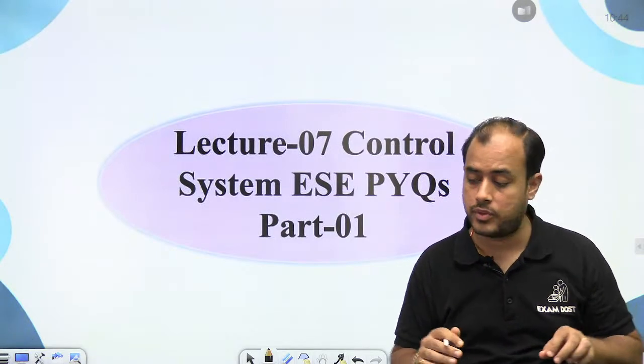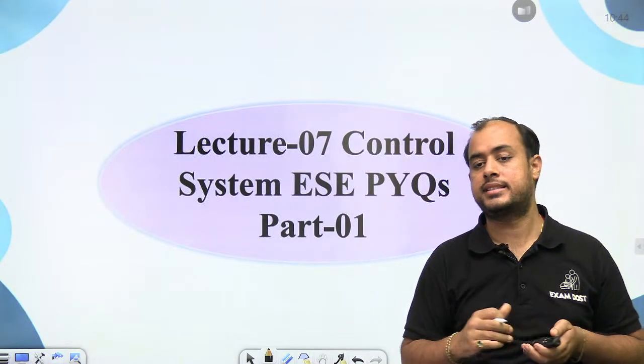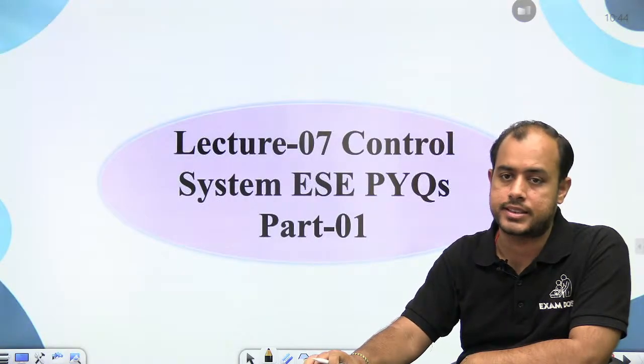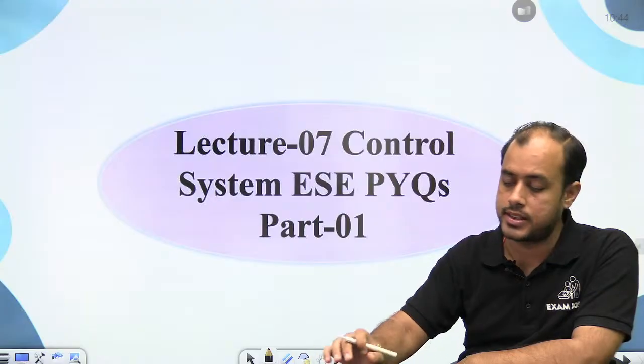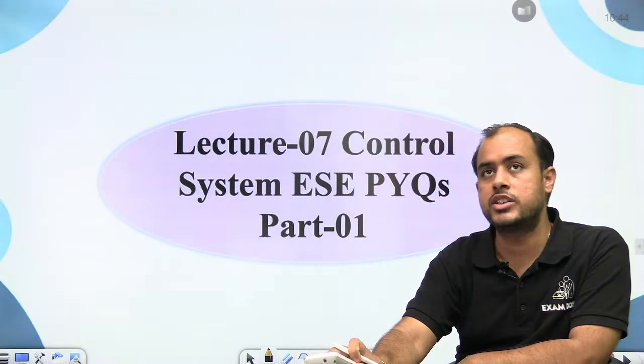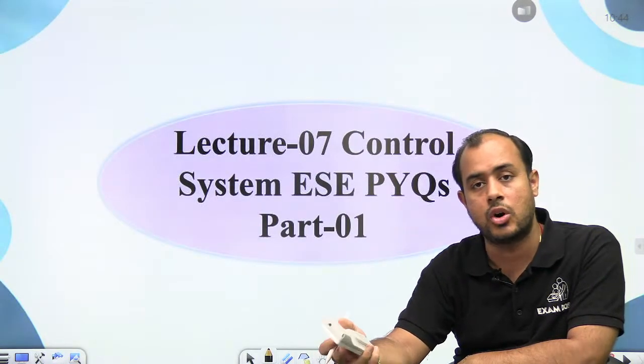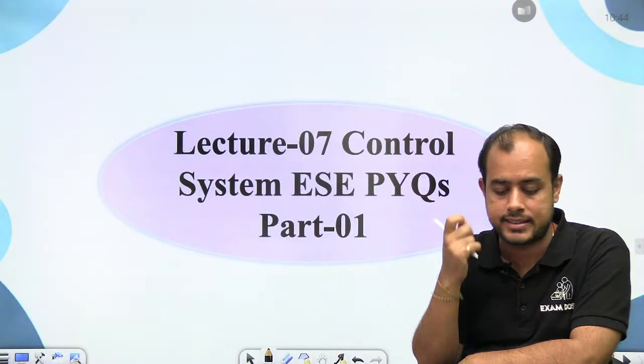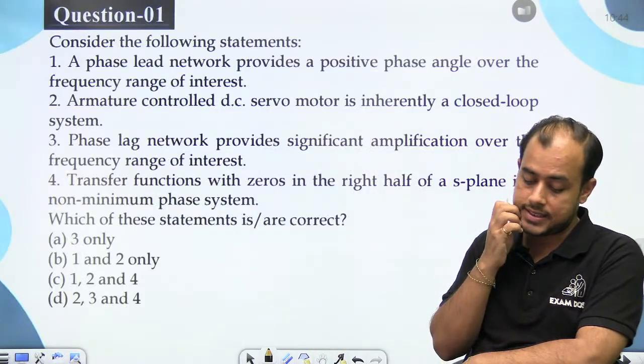We are back with the ESE Officer Practice Series, the final session of Control System, that is Control System Part 7, in which we will deal with questions based on controller, compensator and the state space analysis. Let us get started.